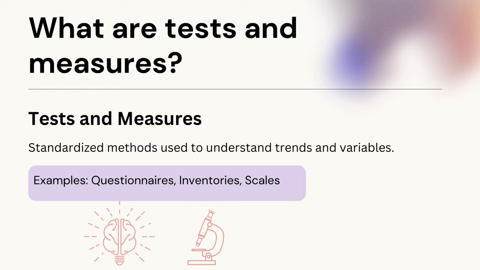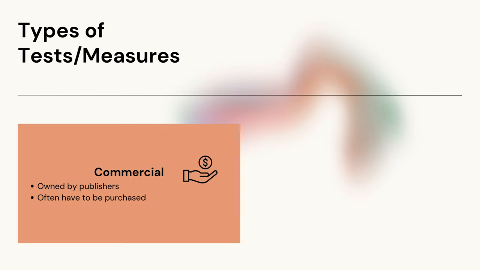We also need to understand the types of tests and measures commonly available and their associated permissions. The first type of tests and measures are called commercial or published. Commercial tests are ones that are owned by commercial publishers and often have to be purchased. This means that the library will often not be able to access the test even with interlibrary loan.